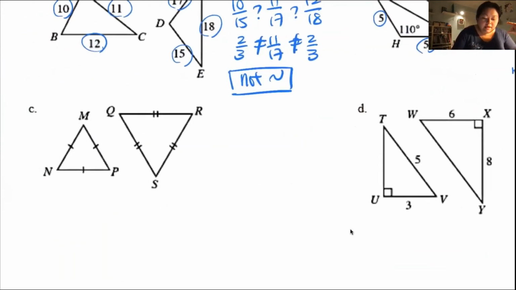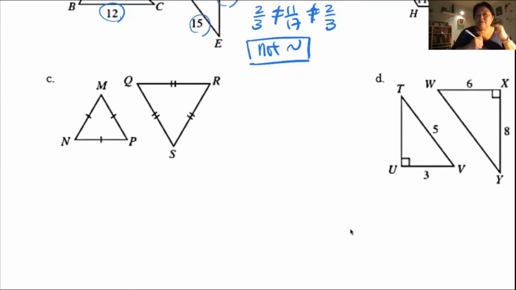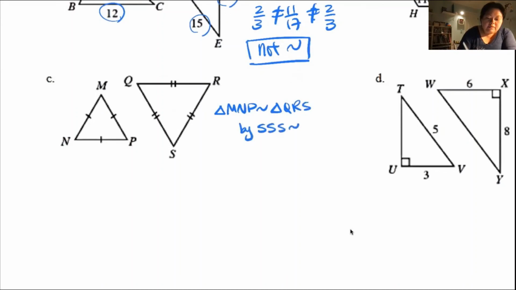Okay. All right, next one's really nice because we kind of briefly talked about this in the previous homework. These are both equilateral triangles because all 3 sides are the same. So all equilateral triangles are always similar by side, side, side. So triangle MNP, similar triangle, and you can go in any order because the sides are all the same. So I'm just going to go QRS by side, side, side, right? All equilateral triangles are similar, okay?